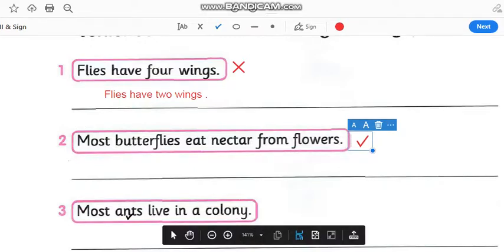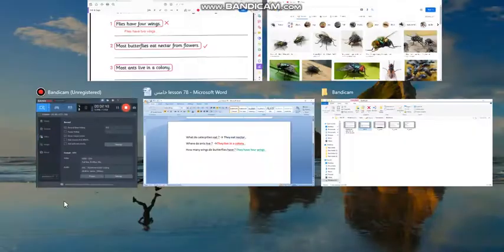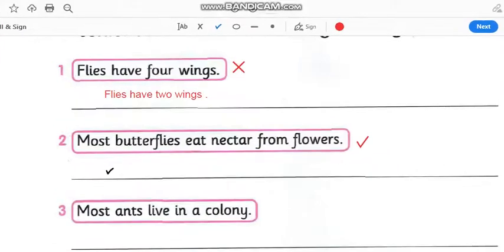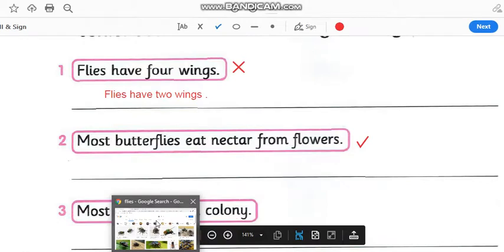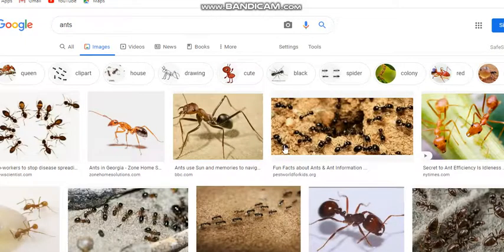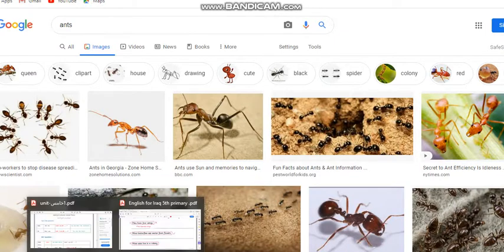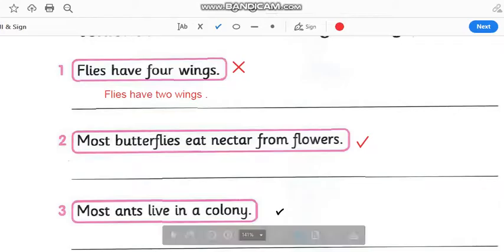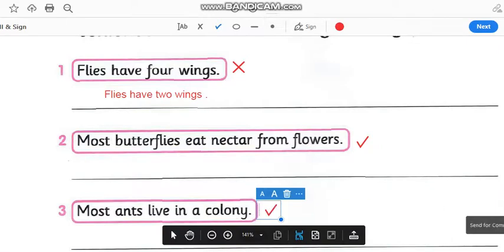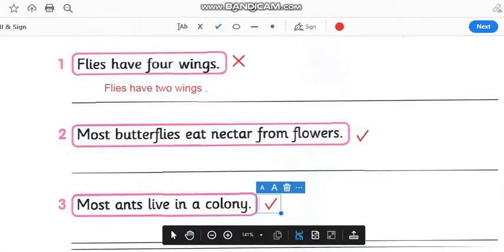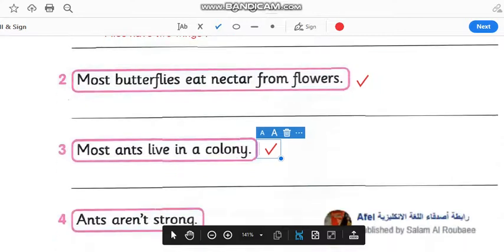Number 3. Most ants live in a colony. We know that most ants live in a colony, like a house or a home for them. So it's a right sentence. Write right on it or you can color it.